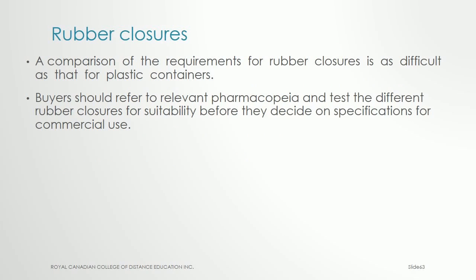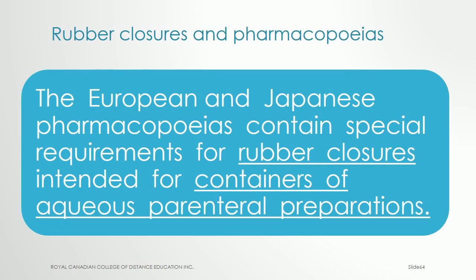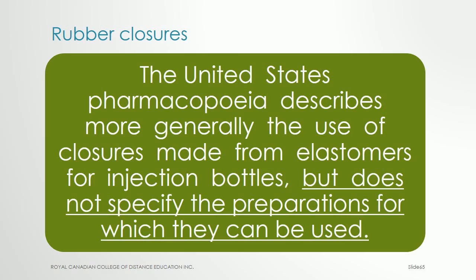A comparison of the requirements for rubber closures is as difficult as that for plastic containers. Buyers should refer to relevant pharmacopoeia and test the different rubber closures for suitability before they decide on specification for commercial use. The European and Japanese pharmacopoeias contain special requirements for rubber closures intended for containers of aqueous parenteral preparations. The United States Pharmacopoeia describes more generally the use of closures made from elastomers for injection bottles, but does not specify the preparations for which they can be used.